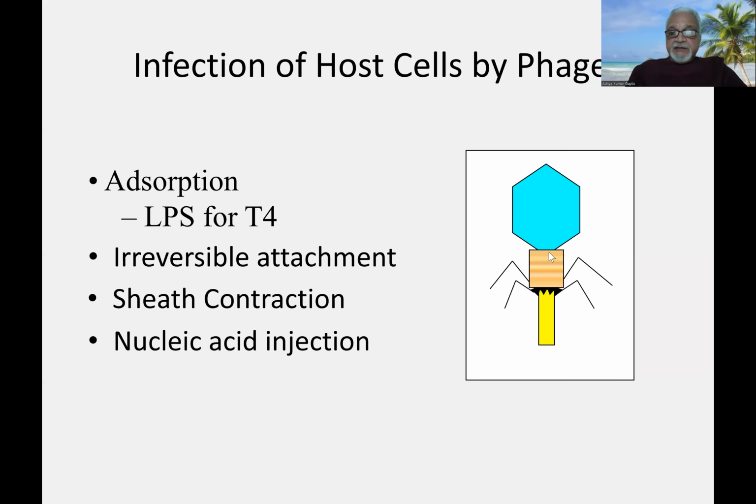Then there is contraction of this sheath, and the nucleic acid is injected into the host cell, and that results in DNA uptake. That is, the DNA of the virus enters into the recipient cell. That's how the infection of a bacterial cell by a virus takes place: first it attaches itself, then there is a contraction at this point, and then the nucleic acid is injected into the cell, and the DNA is released into the recipient cell.